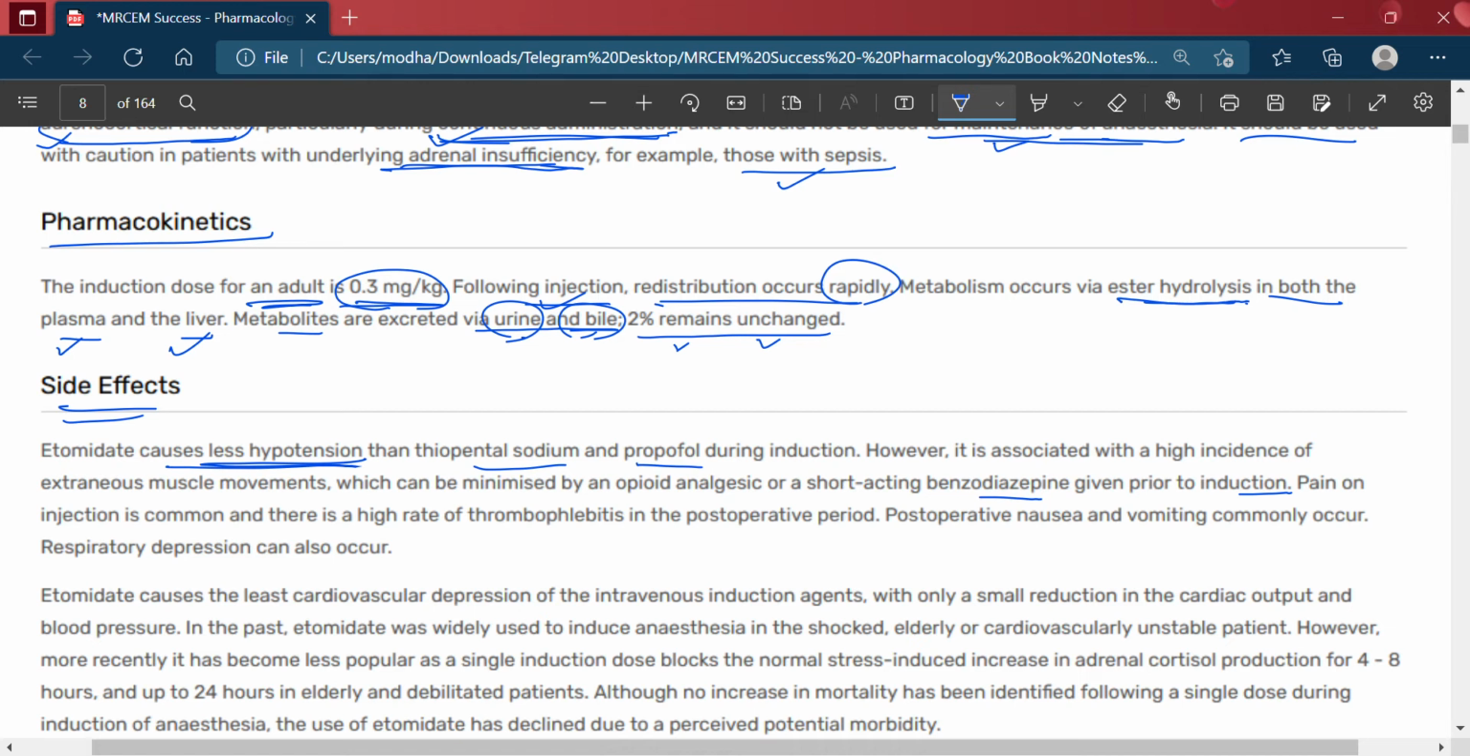Post-operative nausea and vomiting commonly occur. Respiratory depression can also occur.